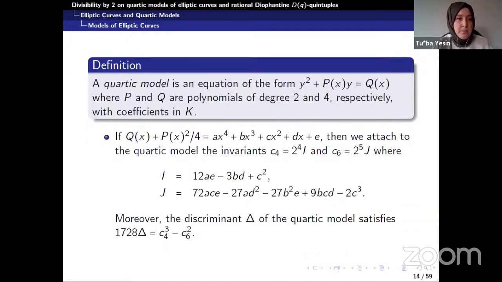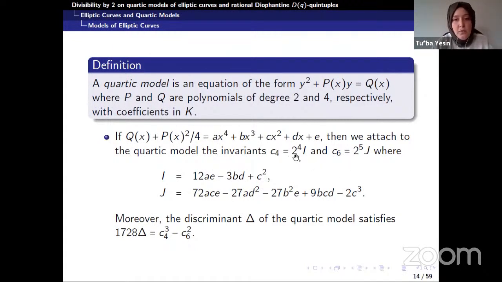What is the other elliptic curve? First, I should give the definition of the quartic model. This is an equation of the form y squared plus p(x)y equals q(x), where p and q are polynomials of degree 2 and 4 with coefficients in K. What do we know about this quartic model? If we have this equality, which is q(x) plus p(x) squared over 4, equal to this polynomial of degree 4, then we attach to the quartic model the invariants c4, c6, and the discriminant.